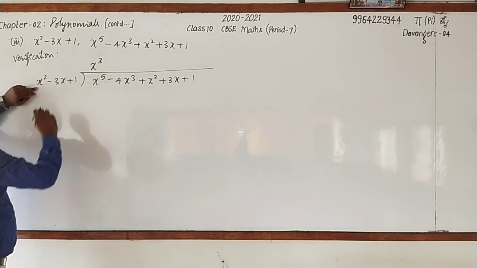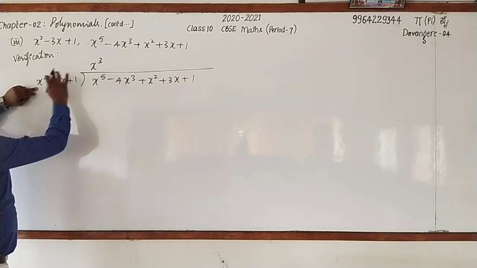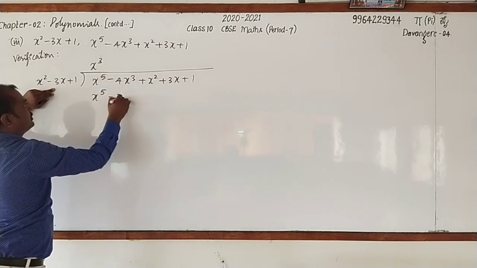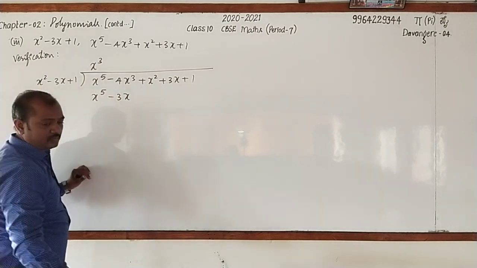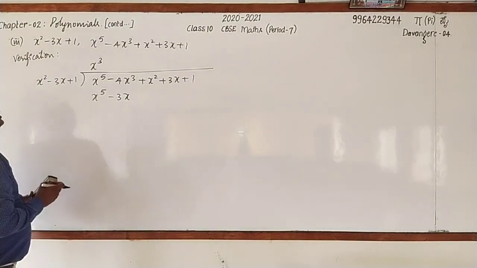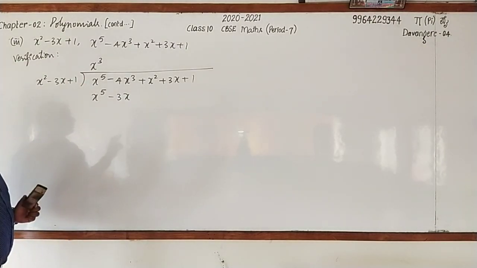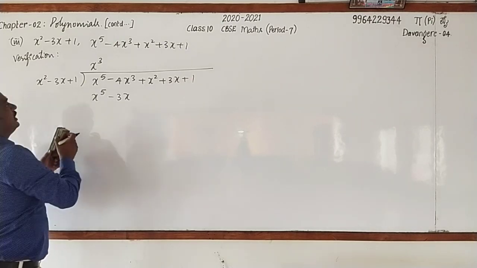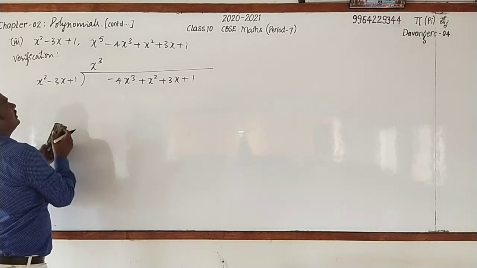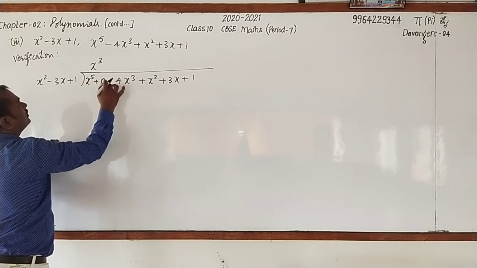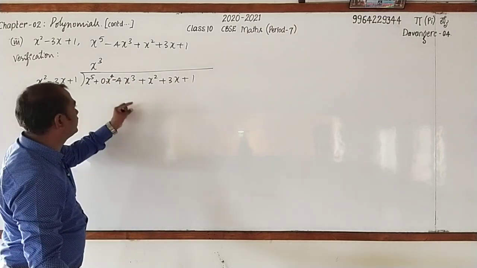You are right. It is x cube. Multiply this x cube into x square, x raised to the power 5. x cube into minus 3x, minus 3. Dear students, one small correction here. The x raised to the power 4 term is missing. Hence, I write here x raised to the power 5 plus 0 into x raised to the power 4. Then this is minus 4x cube as it is.